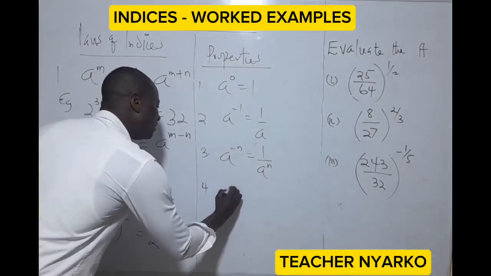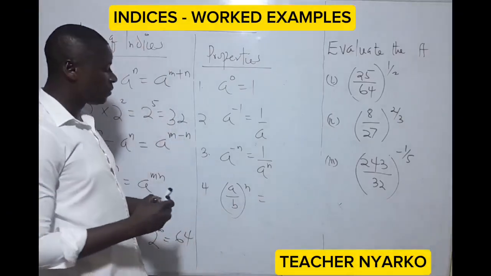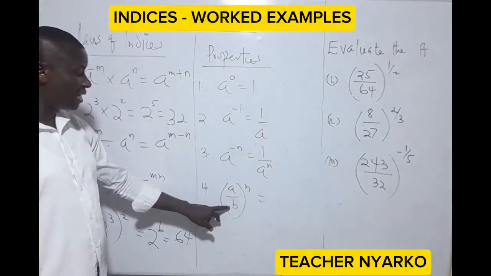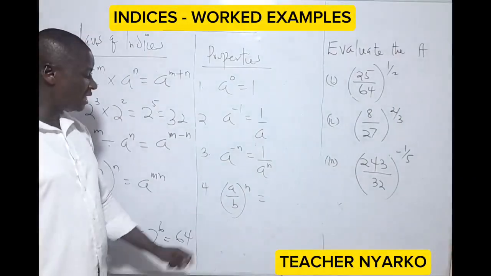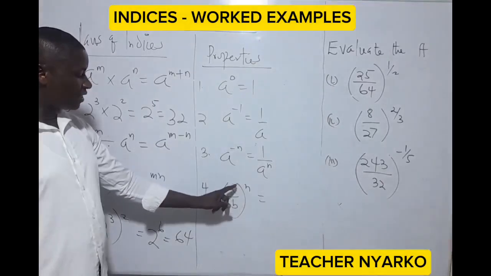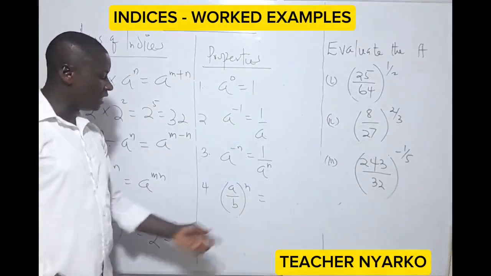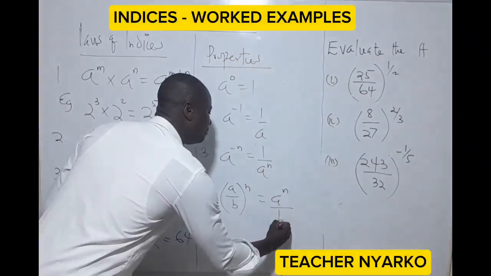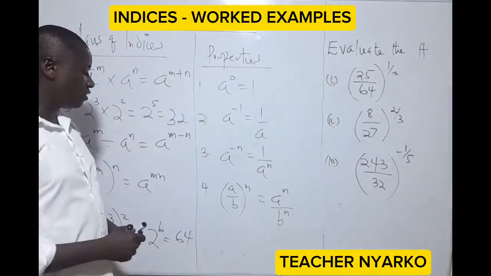You also have it that if you have a over b, all exponent n, here you have a fraction inside the bracket. The numerator is a and the denominator is b, all exponent n. What this property is saying is the n affects both the a and the b. If you want to take away the bracket, then this should be a raised to the power n, over b also raised to the power n. And I guess you understand that. So take note of that.